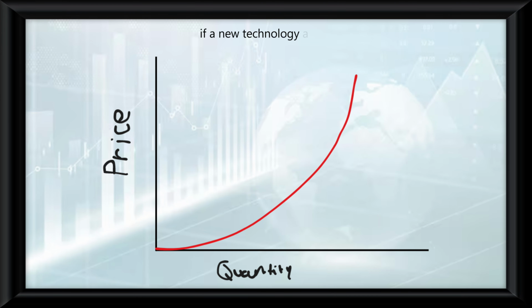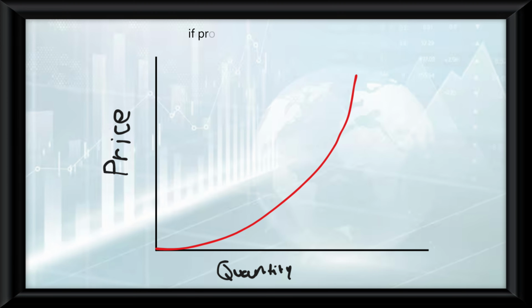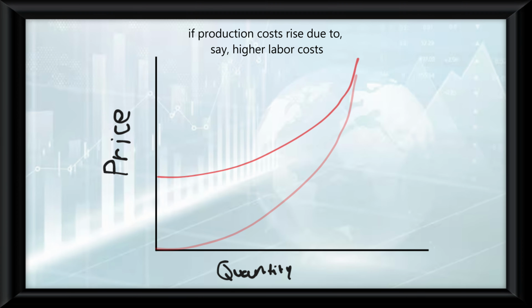For instance, if a new technology allows smartphones to be produced more cheaply, the supply curve will shift to the right, meaning more smartphones will be supplied at every price point. Conversely, if production costs rise due to, say, high labor costs, the supply curve will shift to the left, meaning fewer smartphones will be produced at the same prices.